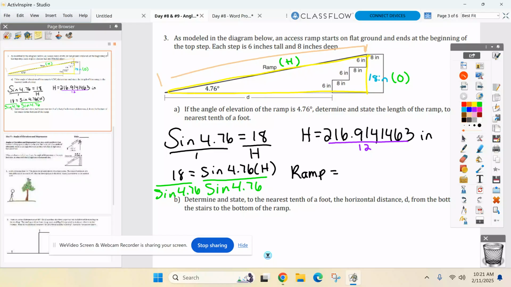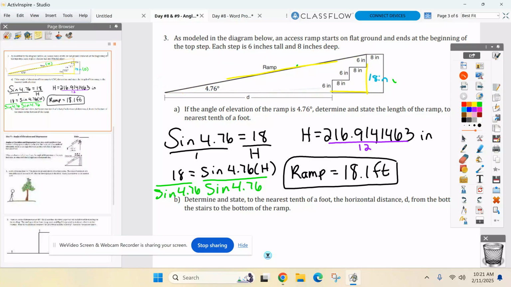How's it look? 18.1 feet? Yeah, 18.1. There it is for the ramp. A lot going on in that one, huh? A lot going on. All right, let me get rid of all this now.